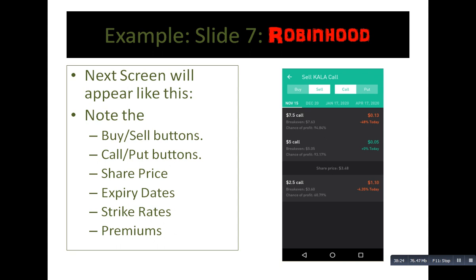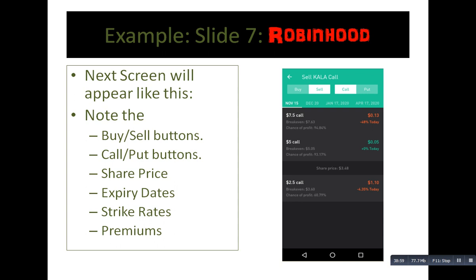Now once you click on this, the next screen will appear. It will look like this. I want you to note certain points here. On the top there's buy and sell, and then there is call and put. In order to do covered calls, or selling call options, make sure you have selected call on the top right and sell on the top left. That means you are going to sell a call in order to do the covered call.